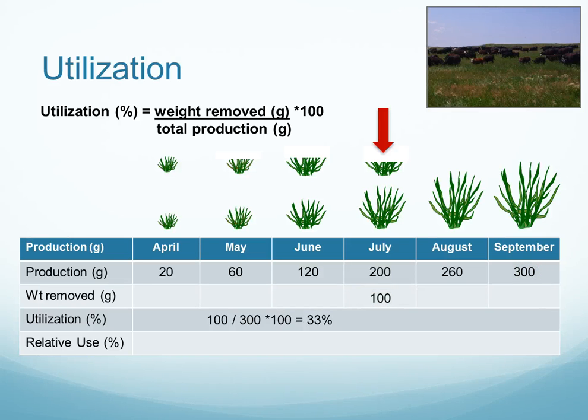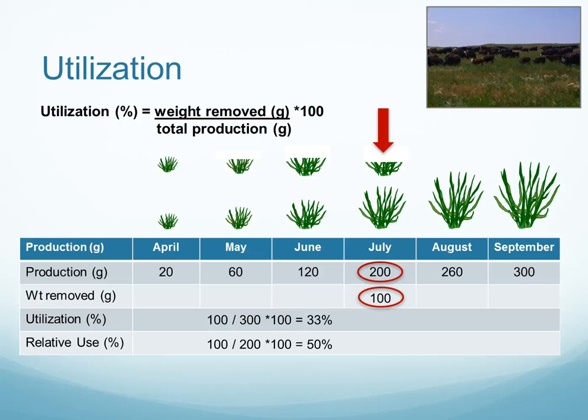Now, it would be a different situation if we took our measurements of production in July. If that were the case, we would estimate the standing crop that had been produced to that point in the season at 200 grams, and if we calculated utilization based on those 200 grams, we would get an estimate of 50% utilization. Now, this is actually called relative use.